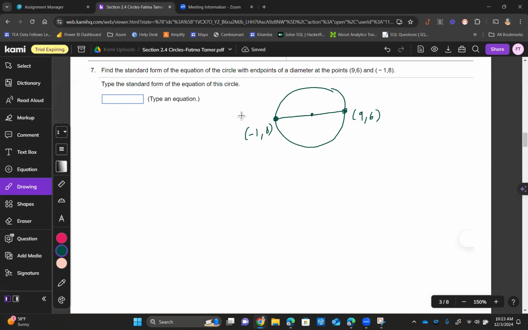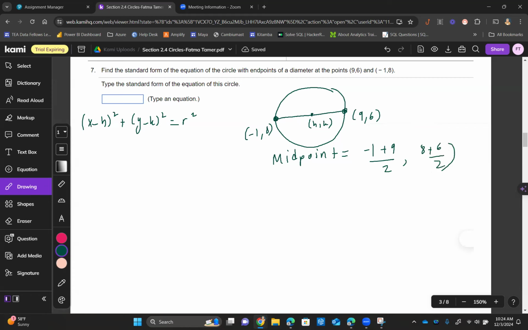standard form. But as you know, standard form is (x − h)² + (y − k)² = r². So I need the center, because h and k come from the center of the circle, and it is missing here. The way we're going to find it is we're going to apply the midpoint formula, because the center will be the midpoint between these two points. The midpoint means we will add the x values and divide by 2. Then we will add the y values and divide by 2 to find the midpoint.